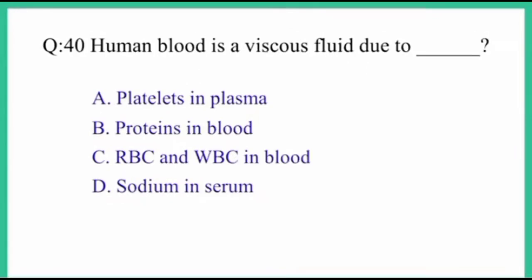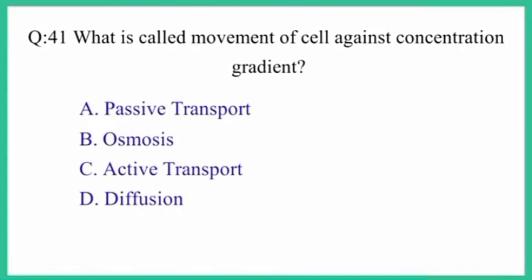Question number 40. Human blood is a viscous fluid due to. The right answer is option B. Question number 41. What is the movement of a cell against the concentration gradient called? The right answer is option C.